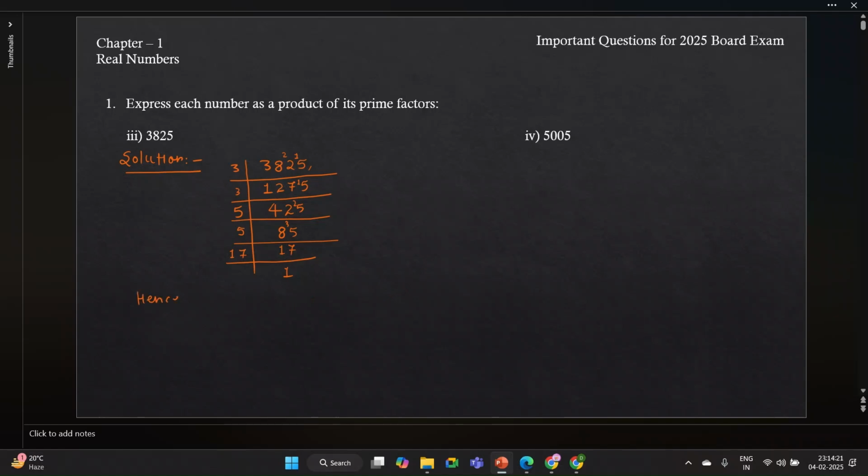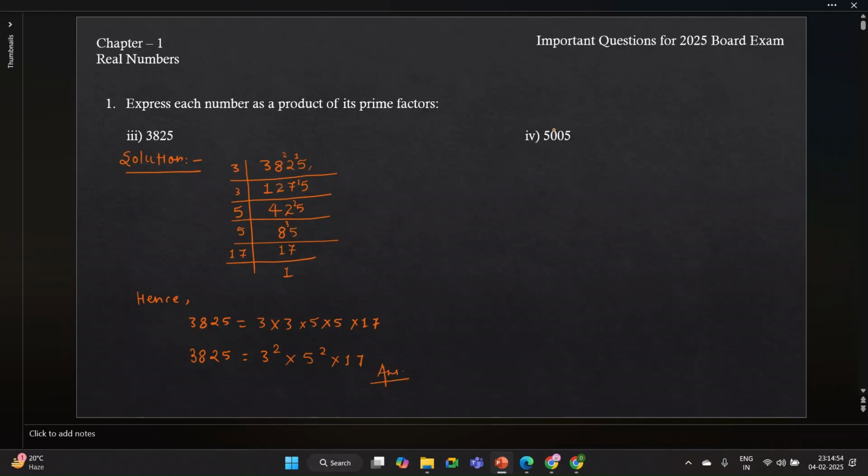Okay, so I'm writing it down. Hence, 3825 is equal to 3 times 3 times 5 times 5 times 17. But we have to represent it in its prime factors, so we can write 3825 is equal to 3 to the power of 2 times 5 to the power of 2 times 17. It would be your answer.